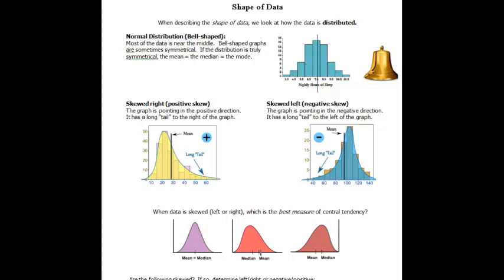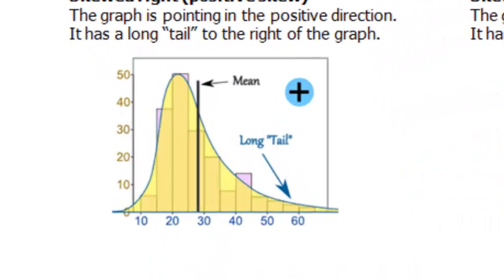More likely what we're going to see is a skewed graph, and what that means is you're going to have a longer tail to the right or to the left. If it's skewed right, I have a longer tail here, and that means I have a positive skew. Remember that right in math is your positive direction. So in this case, the mean is not exactly in the middle. Here's the exact middle of the curve, but the mean is not in the middle.